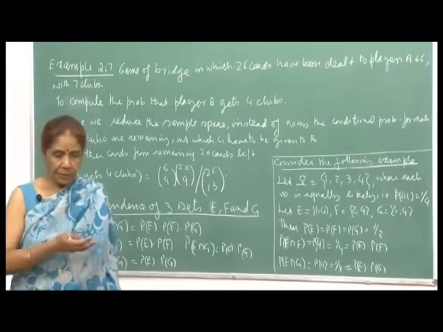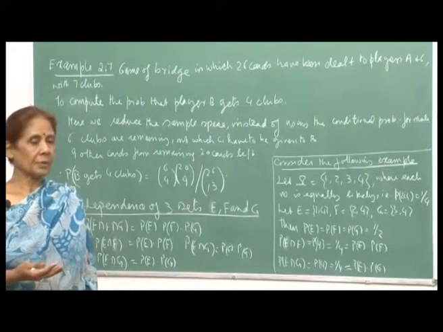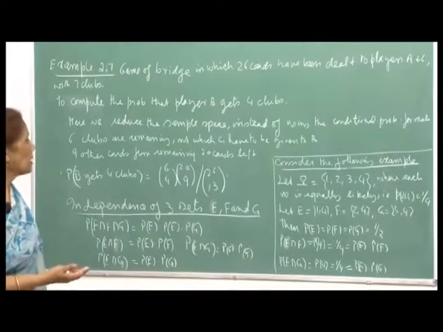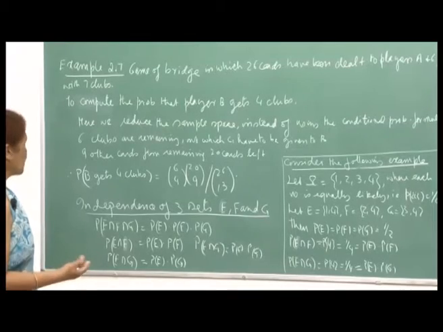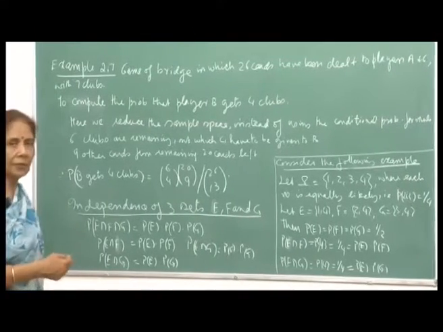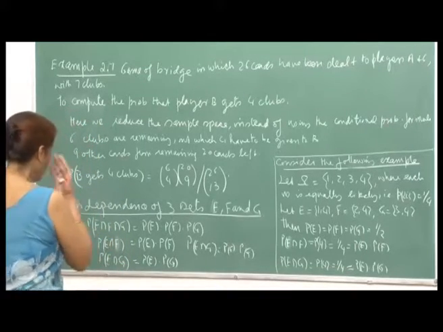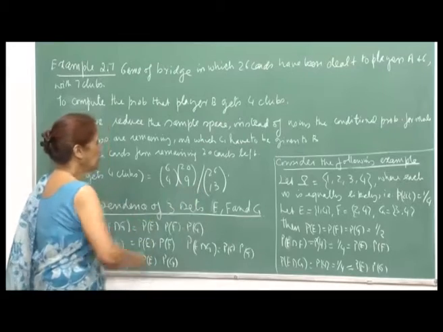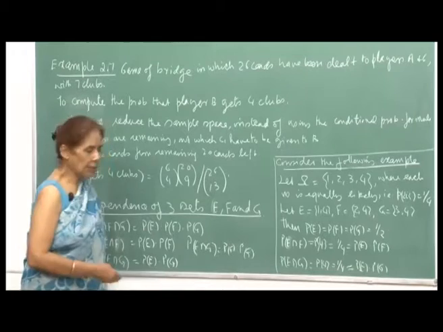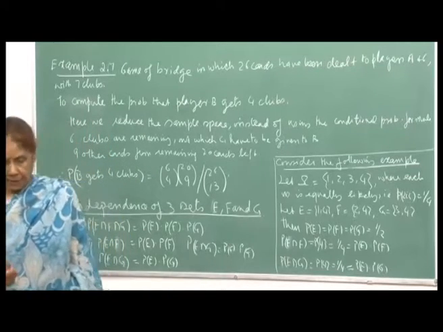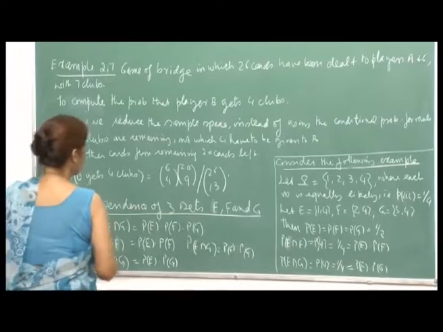Now, I was trying to show this as an example of computing a conditional probability, that is, already 7 clubs have been dealt to players A and C. So, what is the probability of B getting 4 clubs? Of course, we solved the problem, and I told you this is the probability, but it was not possible to explain this through the conditional probability argument. So, I just want to tell you that there are other ways of computing this probability, and that is by reducing the sample space.